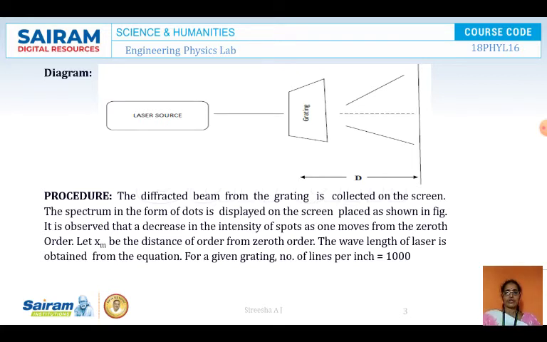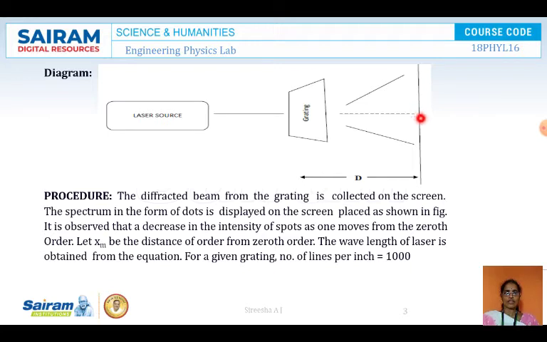So what we are going to see here is we will insert a graph sheet over here. With the pins we will hold it, and you can see the spots on the graph sheet. Wherever the spots are, you can mark them with a pencil. The central one is the central bright spot.